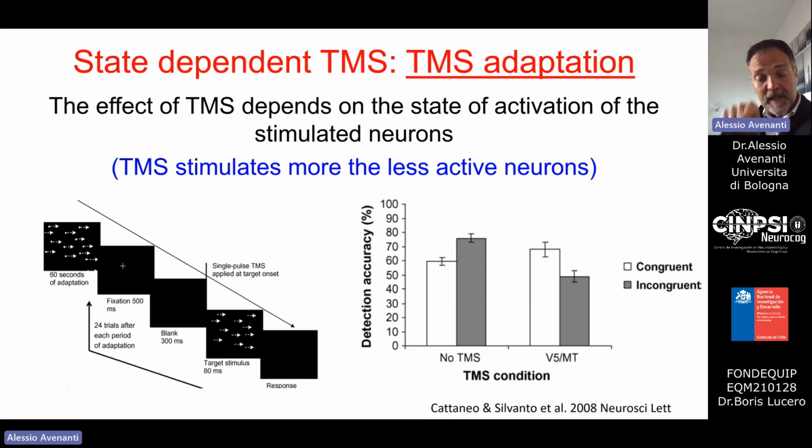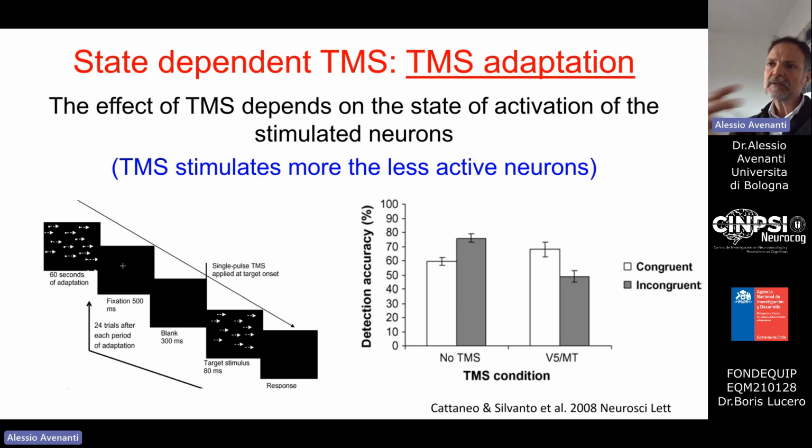And interestingly, in this study and in several other studies, TMS was delivered in the V5 area, which is where these adapted neurons are, and it was shown that stimulation in this area tended to reverse the relation between congruent and incongruent stimuli. That is, after participants were stimulated over V5, they tended to show higher accuracy for congruent relative to incongruent stimuli. And this is because TMS tends to stimulate differentially neurons that are active and neurons that are less active.